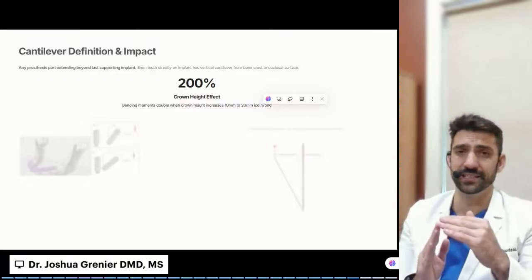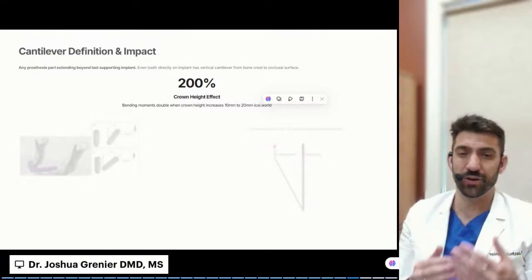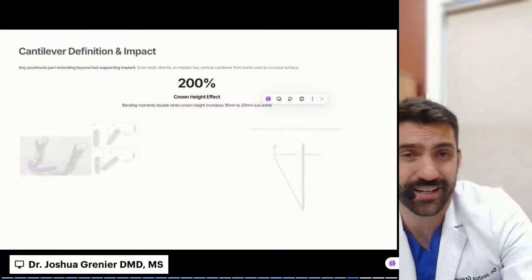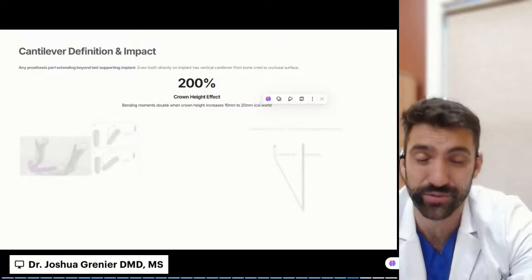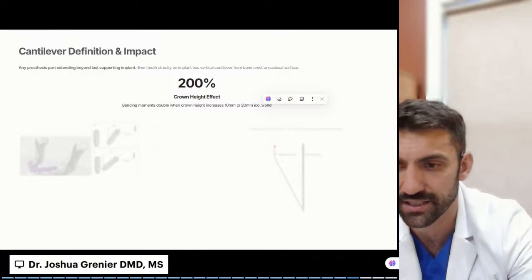This is a significant amount of a cantilever because with the implants, you're really only looking at a 1-to-1 crown height ratio with an all-on to begin with. So there's already a significant cantilever. So splinting it is already necessary.